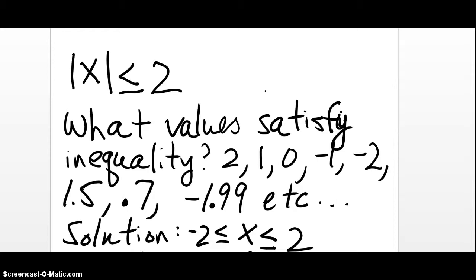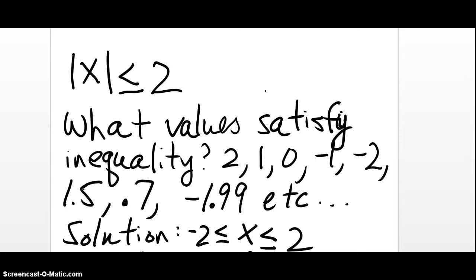All right, well, let's see. If x is 2, the absolute value of 2 is less than or equal to 2. If x is 1, the absolute value of 1 is less than or equal to 2. If x is 0, same thing there. 0 is less than or equal to 2. If x is negative 1, okay, the absolute value of negative 1 is positive 1. That's less than or equal to 2. If x is negative 2, the absolute value of negative 2 is positive 2.